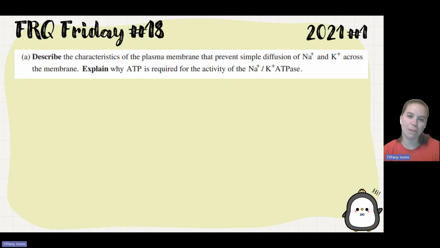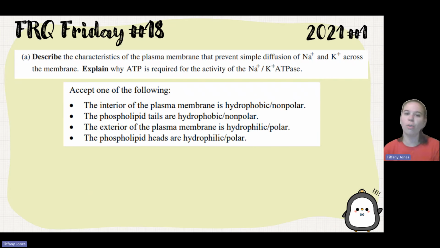So describe the characteristic of plasma membrane that prevents simple diffusion of sodium and potassium across the membrane. So as always, A has to do with the biology question. Why is sodium, which is a positively charged ion, and potassium, which is also a cation, unable to get across the membrane? It's because they're charged ions. The plasma membrane is hydrophobic, and so the interior of the membrane has those hydrophobic tails, and then you have your hydrophilic heads. And so the membrane itself is hydrophobic, which inhibits a charged molecule from passing the membrane. So the interior is hydrophobic, the phospholipid tails are hydrophobic, the exterior is hydrophilic, and the hydrophilic heads are, of course, hydrophilic or polar.